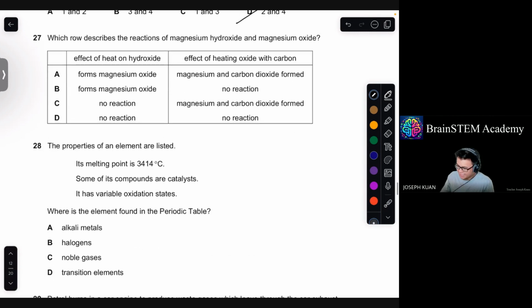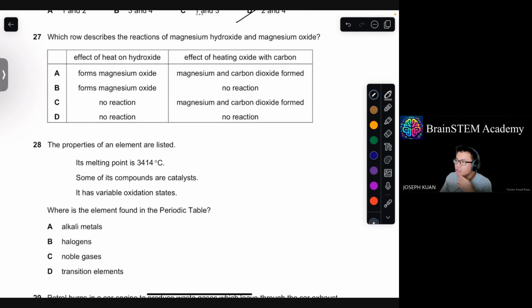Moving on to question 27. Which role describes the reaction of magnesium hydroxide and magnesium oxide?